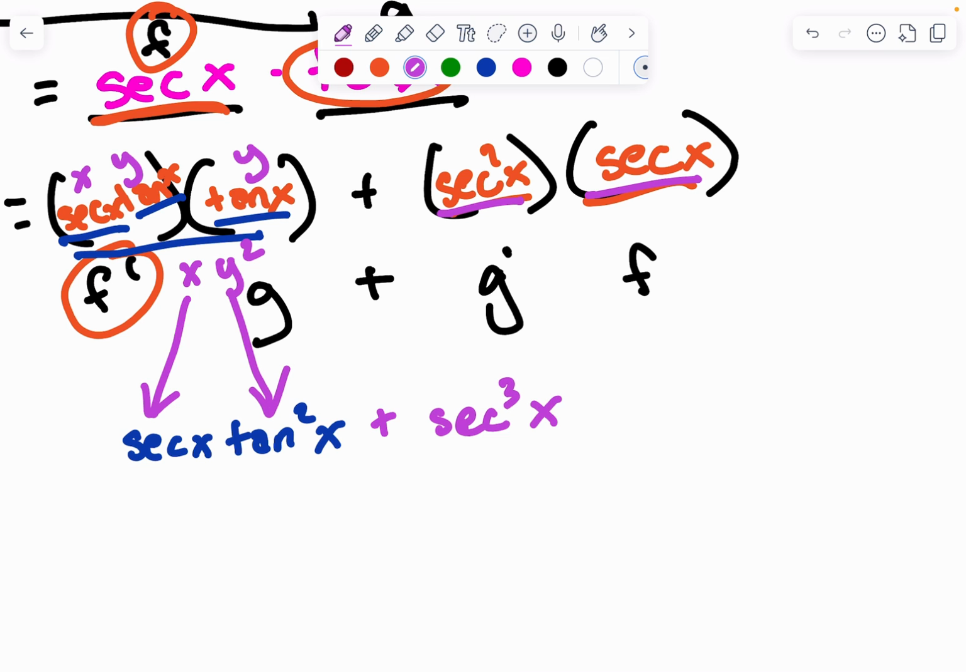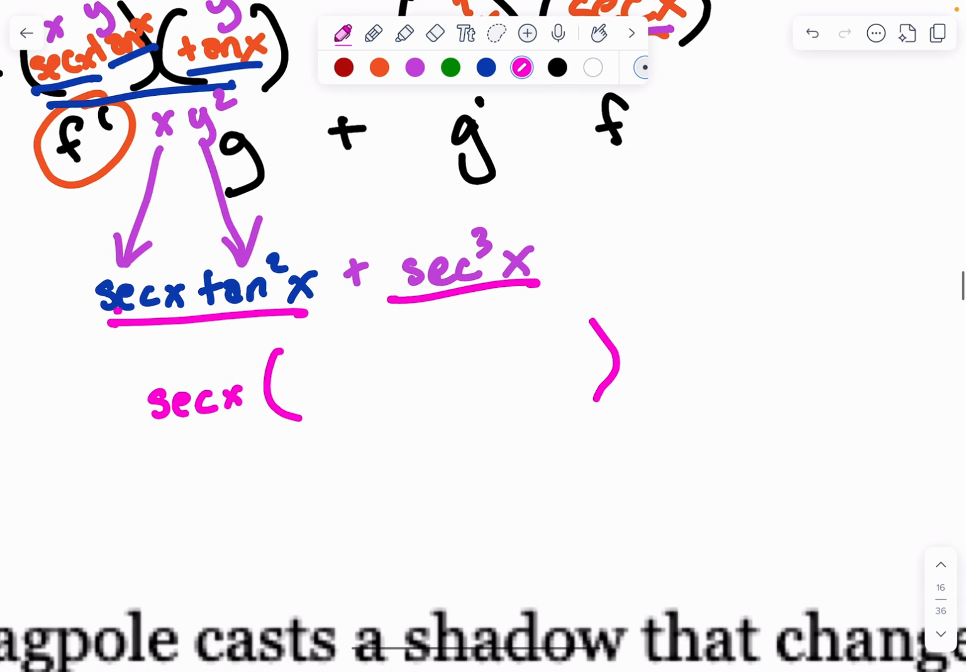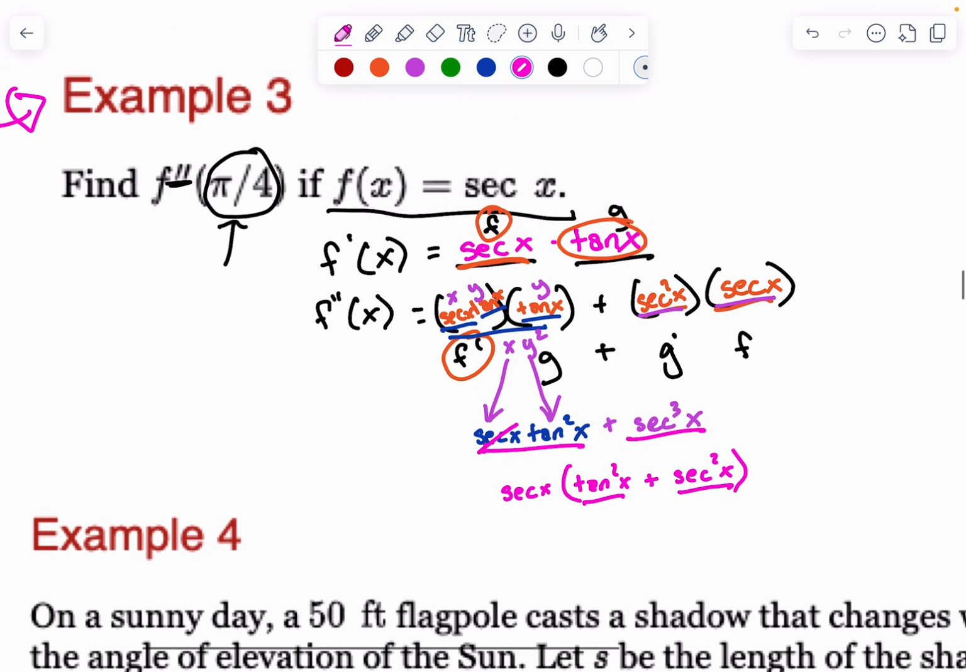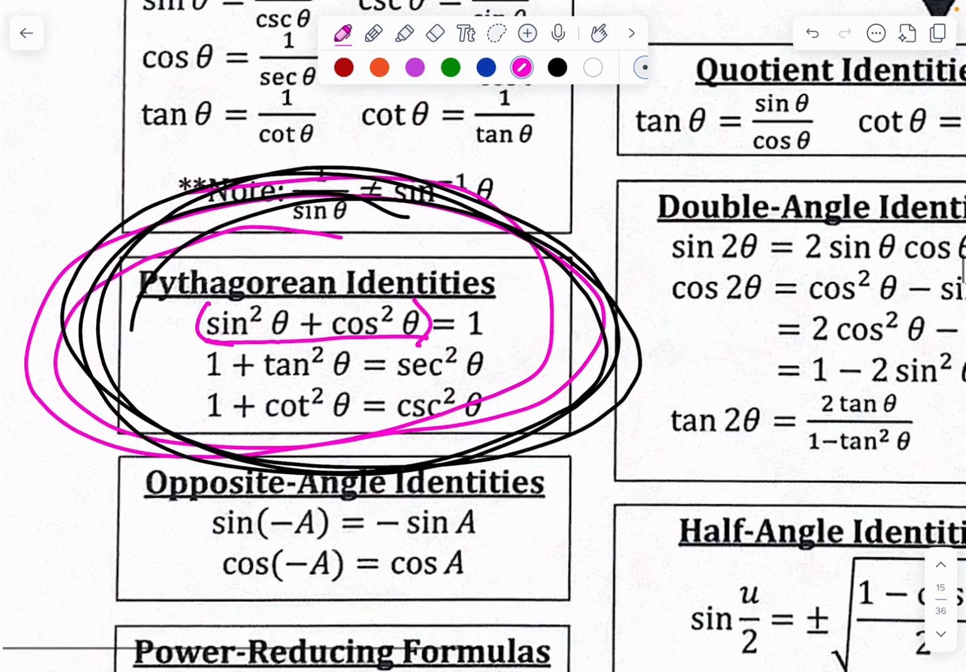Okay? Now, one thing that I see is that these two terms that I have right here, I can pull a secant x out. And if I do that, I'm dividing by that. This will be tangent squared x plus secant squared x, okay? All right, now I see those trig functions again, tangent squared plus secant squared, and I'm going to go back to the Pythagorean identities and see if I've got something going on here.